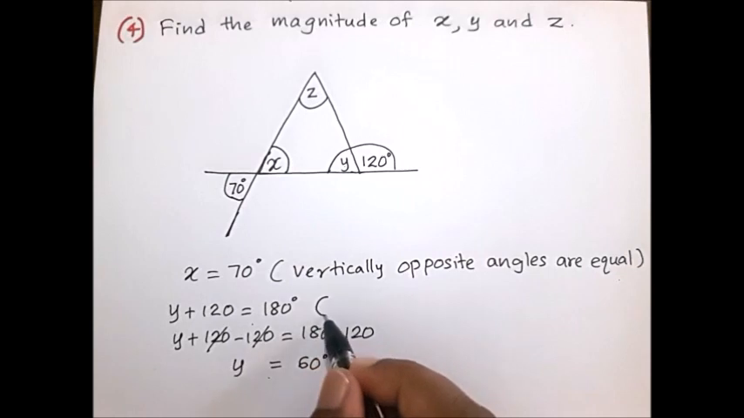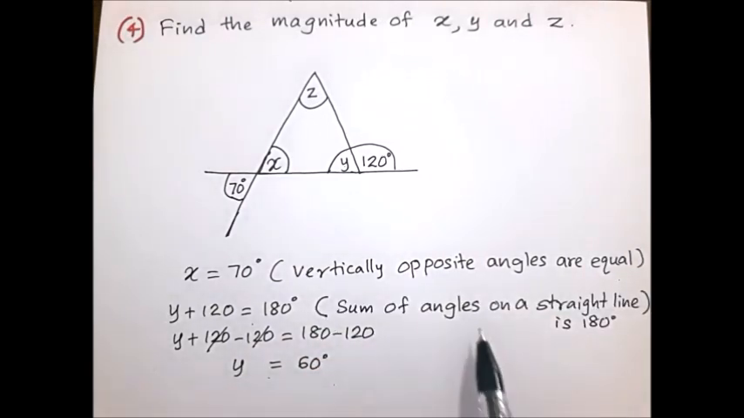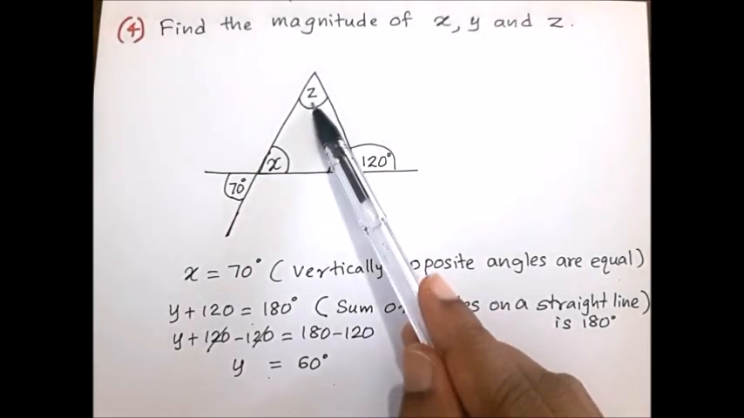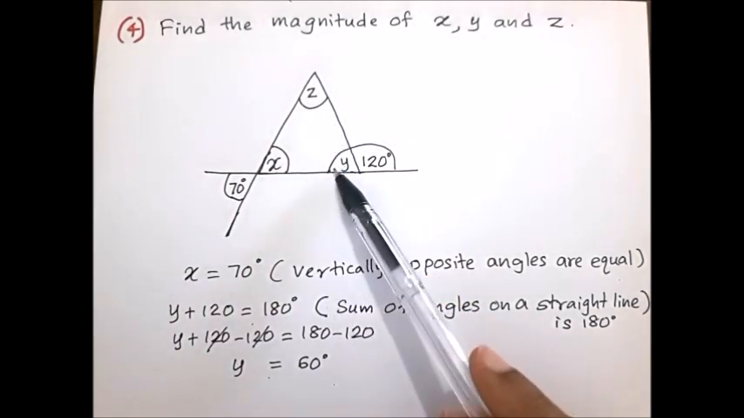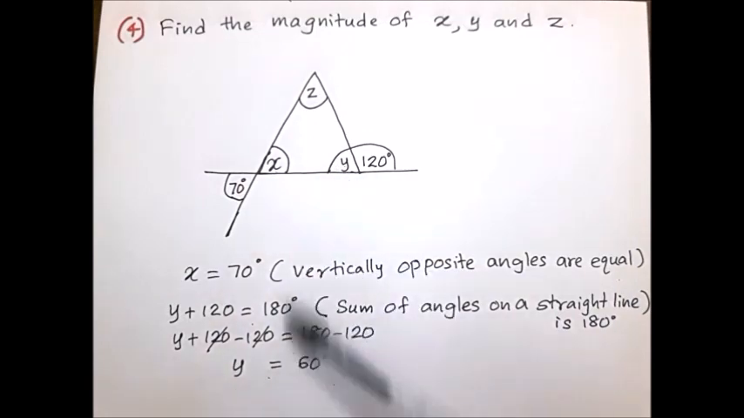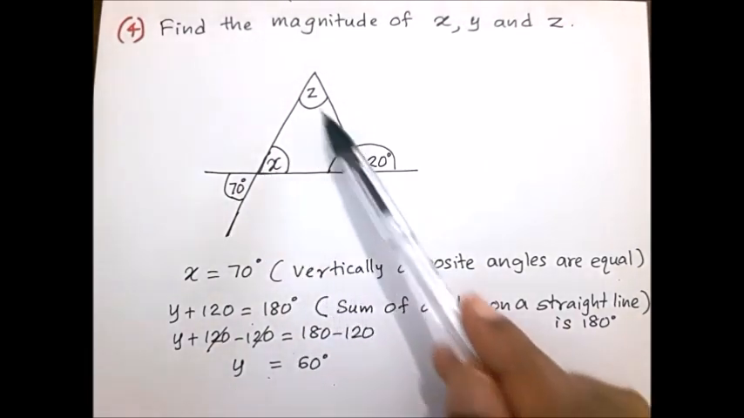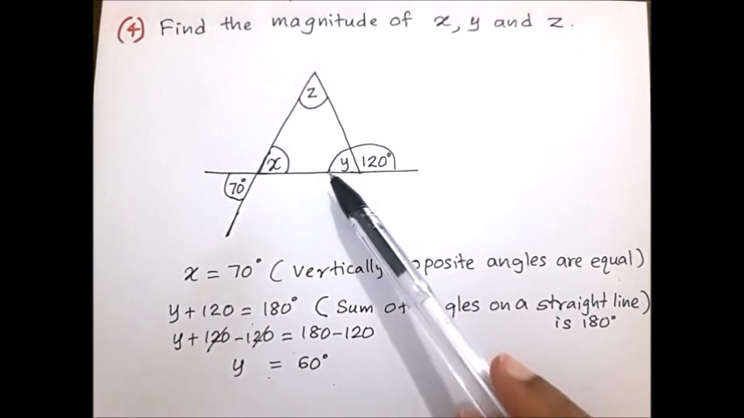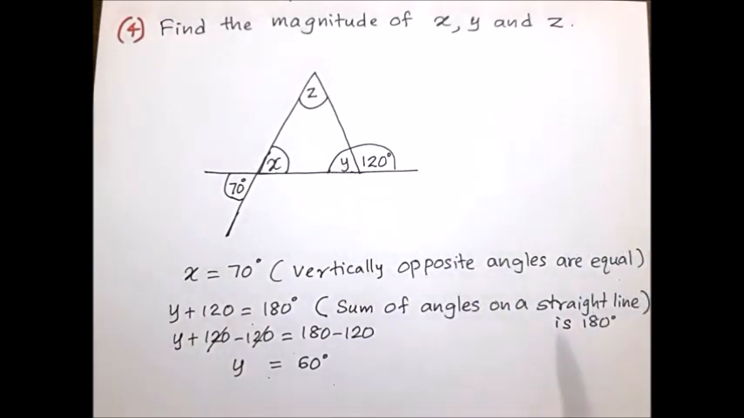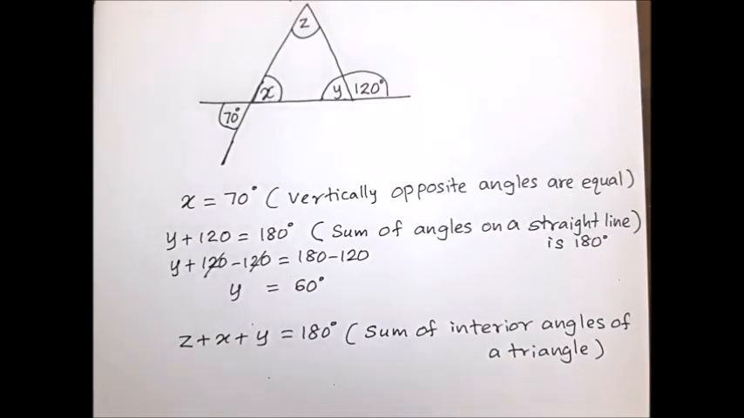Here write the reason. What is the reason? Sum of angles on a straight line is 180 degrees. Then you have to find the magnitude of z. Now you know the value of x and y. x is 70, y is 60. This is a triangle. The sum of interior angles of this triangle is equal to 180 degrees. Now z plus x plus y equals 180. Write the reason: it is the sum of interior angles of a triangle.